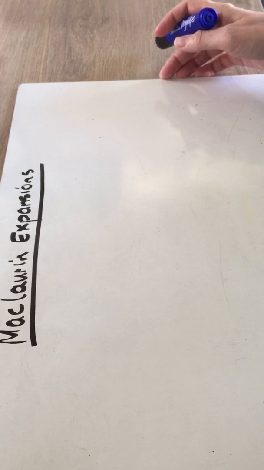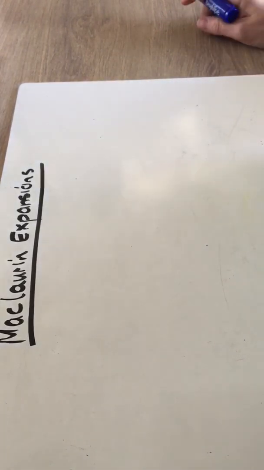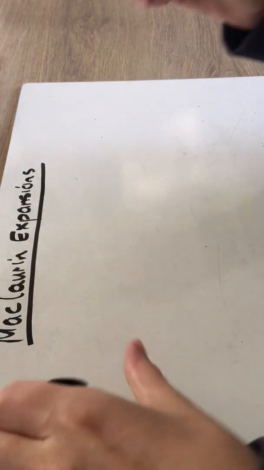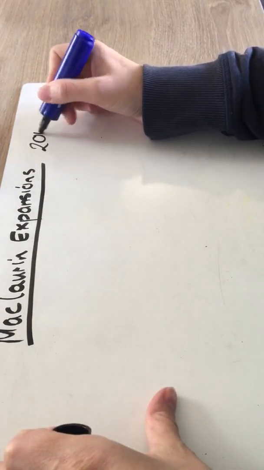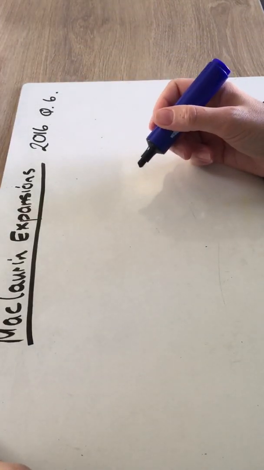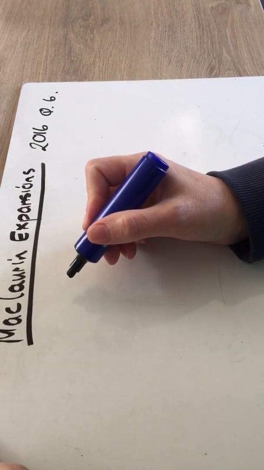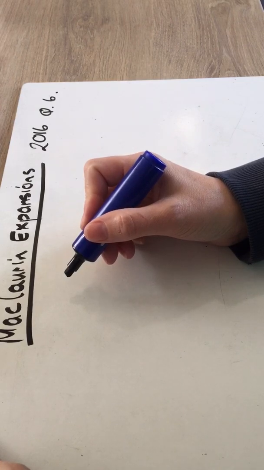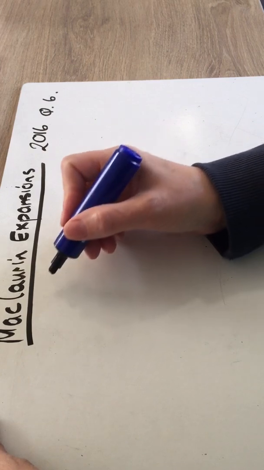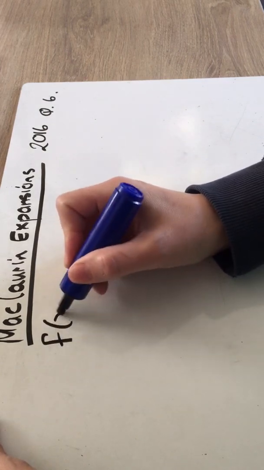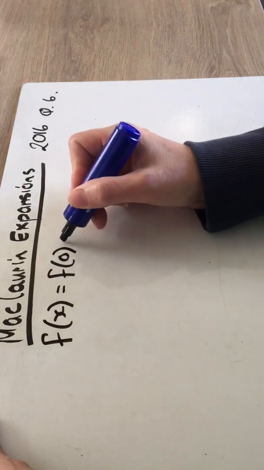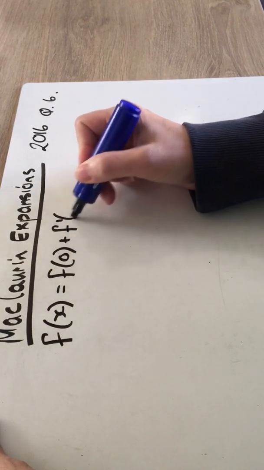Okay, today we're going to look at Maclaurin expansions. So, first question is 2016, question 6. We have to do the Maclaurin expansion for sine 3x and the Maclaurin expansion for e to the 4x. Now you get this given on the formula sheet, which is helpful.